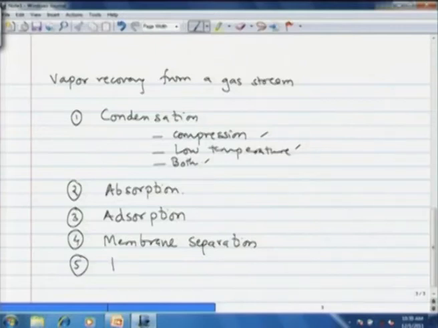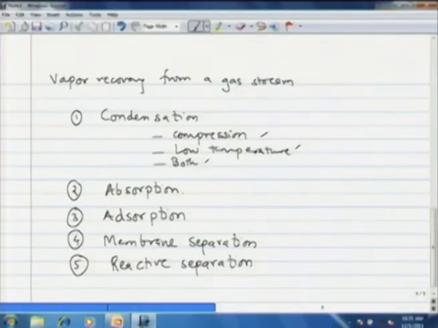And finally, we could use simple reaction in which acetone will react and can be separated. However, whether we will recover acetone from the product depends on the kind of reaction that is involved. So, we have different options for recovery from the gas stream. Now, obviously, we have to choose the cheapest alternative, cheapest in terms of the capital cost and also the operating cost.